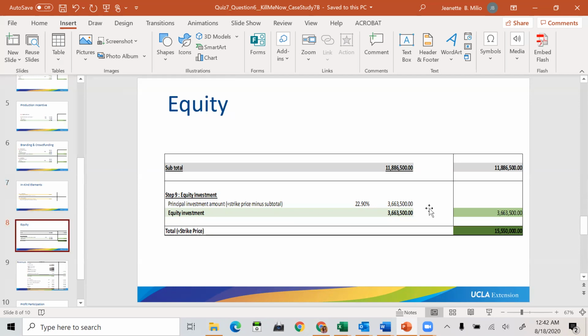So now we're looking at the equity, and the equity is gearing towards covering the strike price, of course. So we have altogether, with the finance sources that we've listed, $11,886,500, and in order to reach a strike price, we need $3,663,500 in equity.